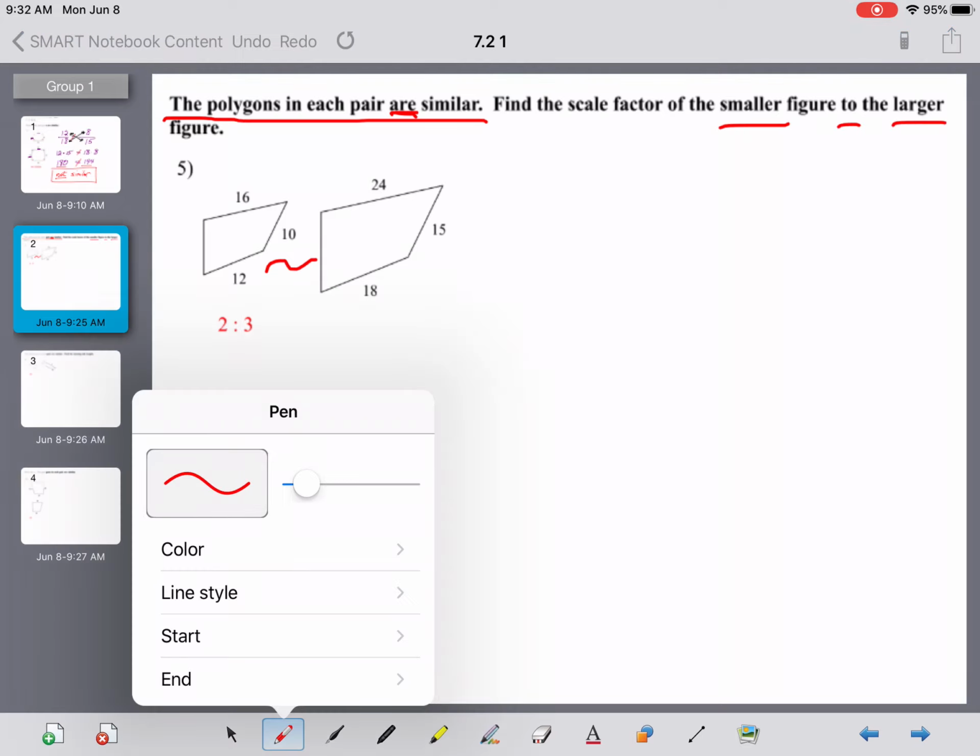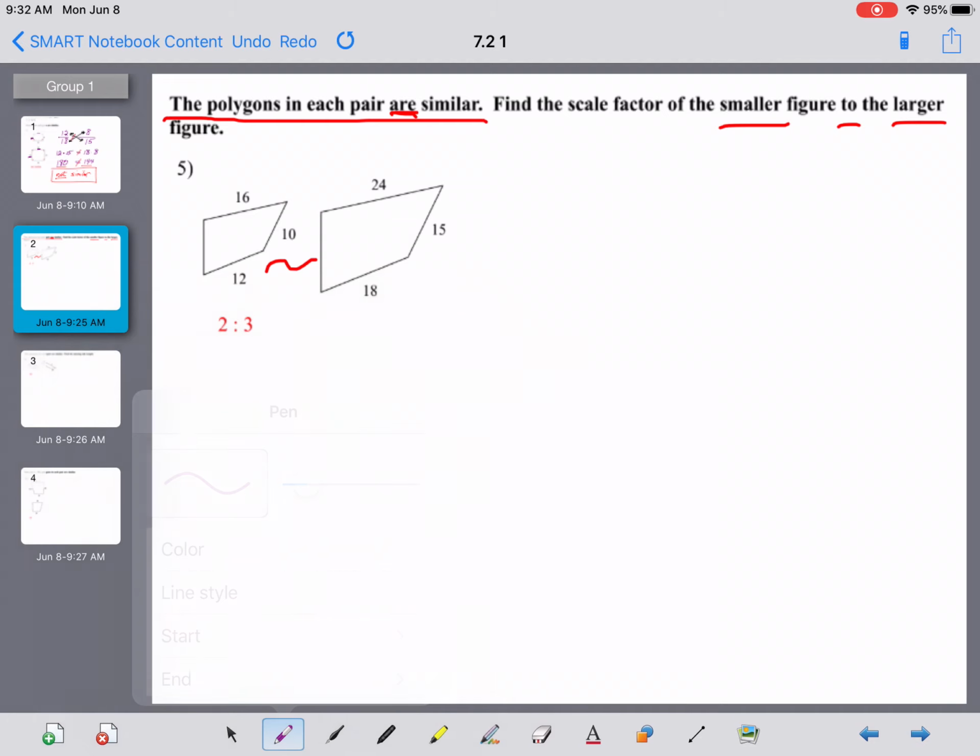And we define scale factor simply as being the ratio of 2 corresponding sides. So for our scale factor, all we need to do is pick one side in the first figure, and let's just pick the first one we see here, which is 16, and make that in a ratio compared to the corresponding side in the larger figure, which is 24. And what we always need to do, you guys, is simplify our ratios. 16 and 24 have a greatest common factor of 8. So we'll divide that out.